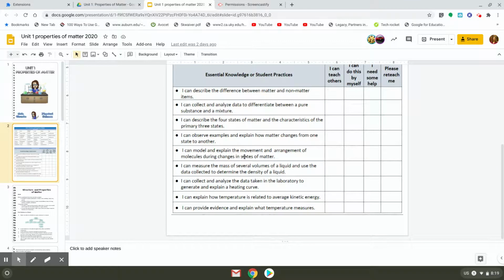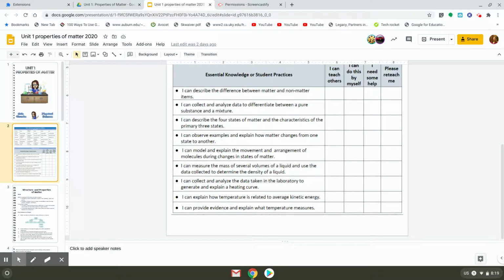I can model and explain the movement and arrangement of molecules during changes in states of matter. I can measure the mass of several volumes of a liquid and use the data collected to determine the density of a liquid. So you can determine density. Now, this is a lab that normally we would do, but we cannot do because of the COVID stuff. But you need to be able to measure density.